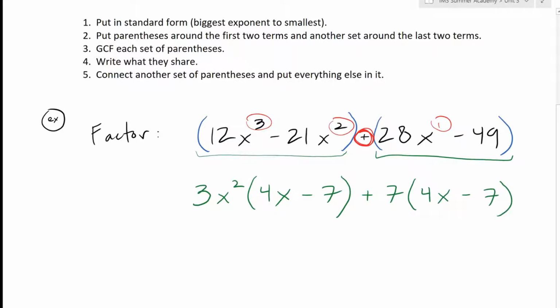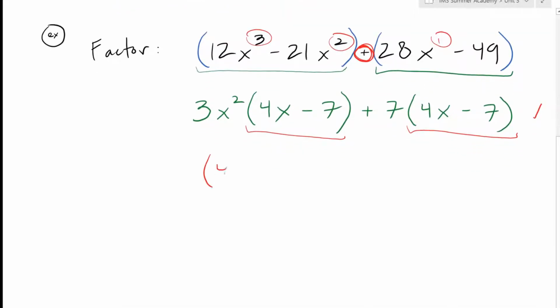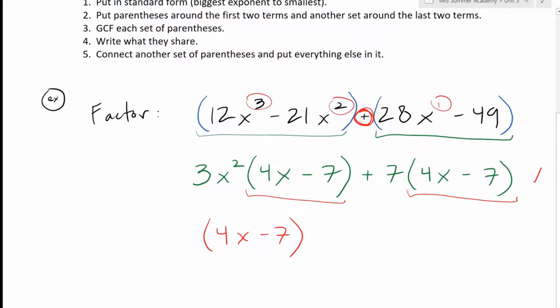Next step, we check. Write what they share. So if they do share this same parentheses, if we get the same thing here, we are on the right track. What you're going to do is write that parentheses, the 4x minus the 7. Last thing we're going to do, step 5, is connect another set of parentheses, so touch it with another set, and put everything else in it. And what I mean by everything else is this 3x squared, the symbol in between, the plus, and then that 7. So 3x squared plus 7.